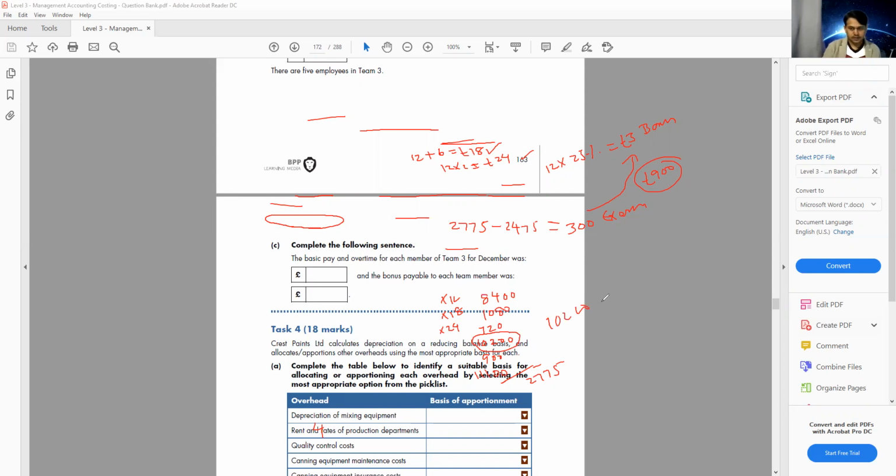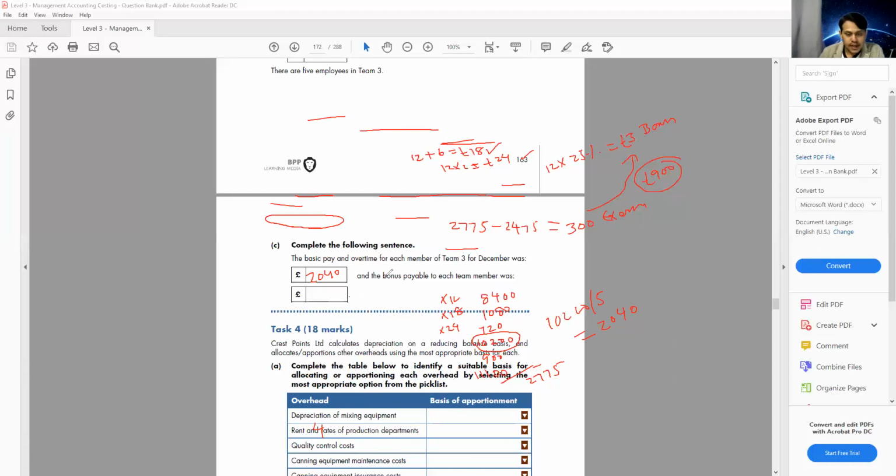So we have 10,200. How many employees have? 5. That is 2,040 for each. So total cost before the bonus for the basic was 10,200. You have 5 employees, so 5 members will get 2,040 each.